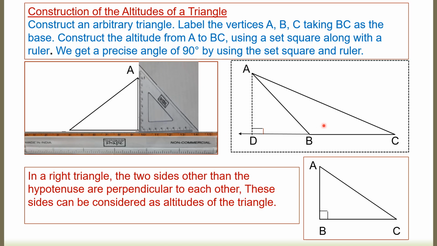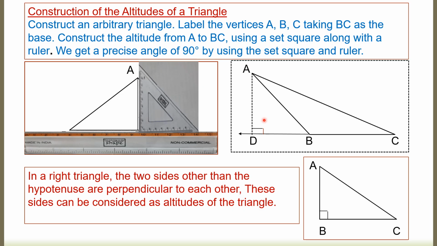In the second case, this is an obtuse angled triangle. In an obtuse angled triangle, two altitudes will be outside the triangle. Only one will be within the triangle. From B, the way I have explained here, or with the help of a compass, you can draw an altitude like this. But for the side BC, the altitude will be outside the triangle. For the side AB also, the altitude will be outside the triangle.